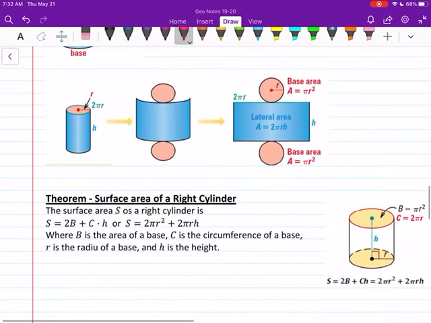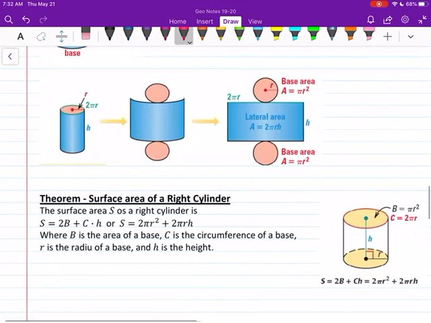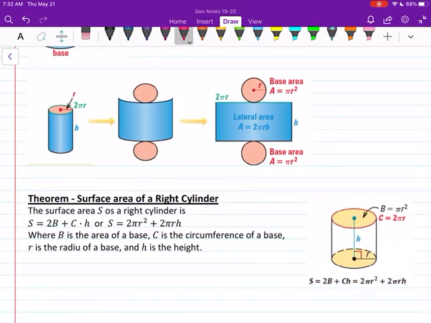Okay, so here is our theorem. Our theorem basically says the surface area of a right cylinder is going to equal 2 times the area of the base plus the circumference of the circle times the height of the cylinder. And since we know the area of the bases, right? It's the area of a circle.